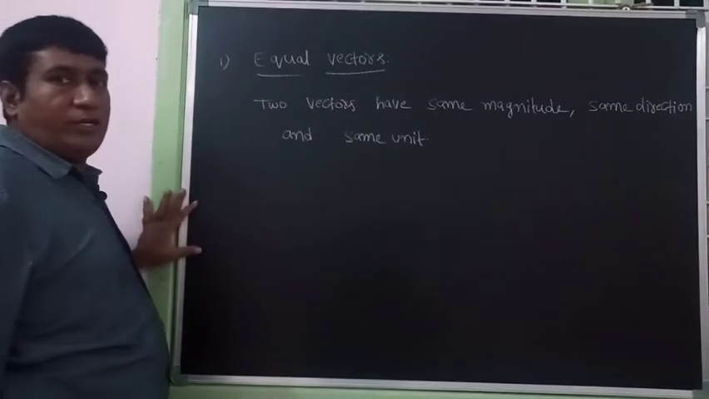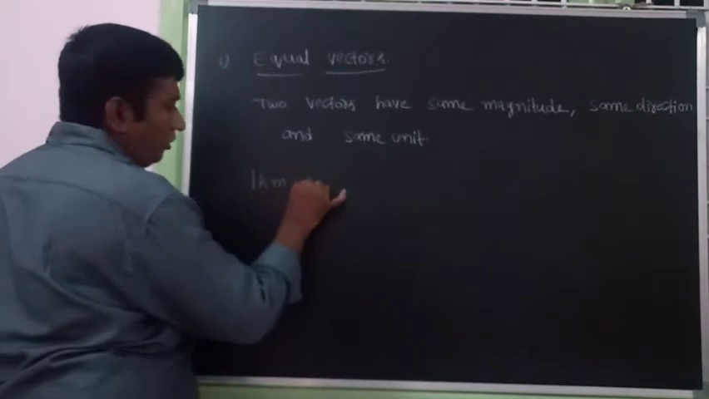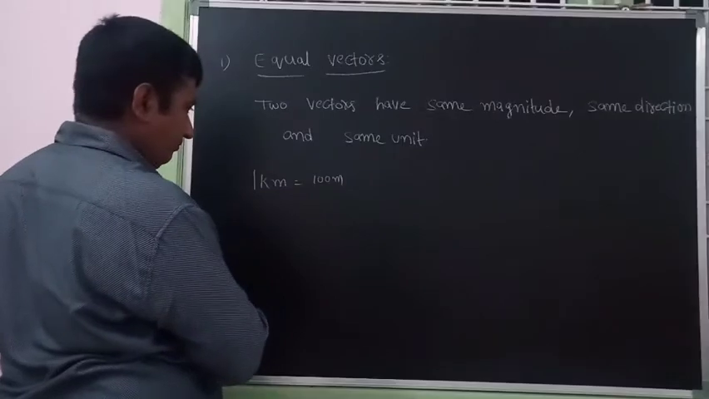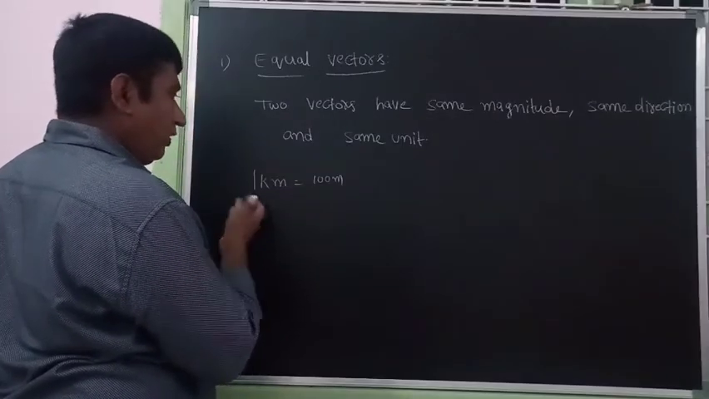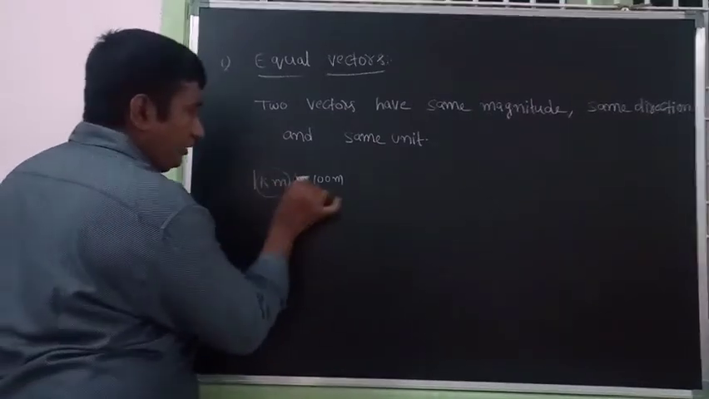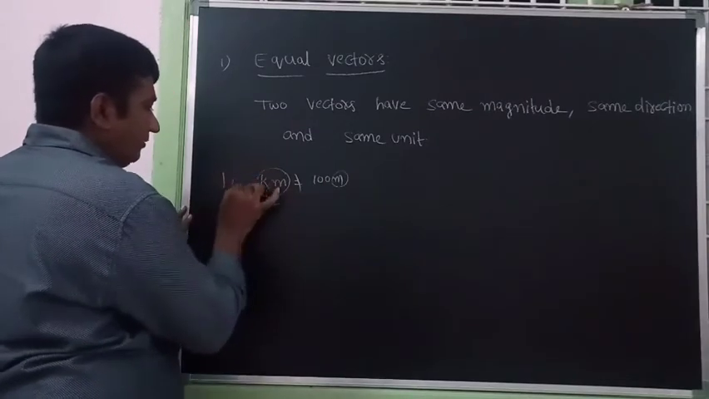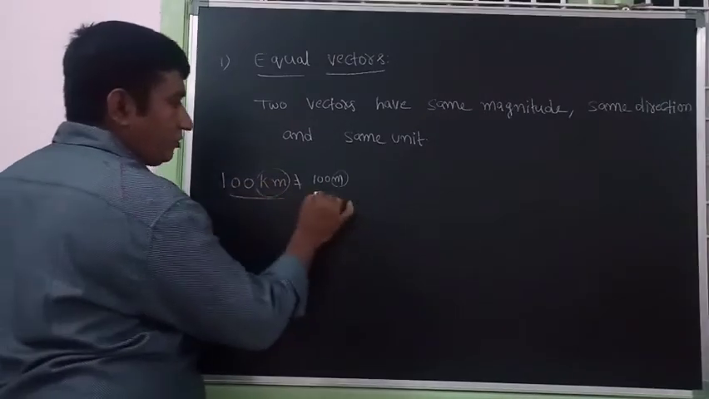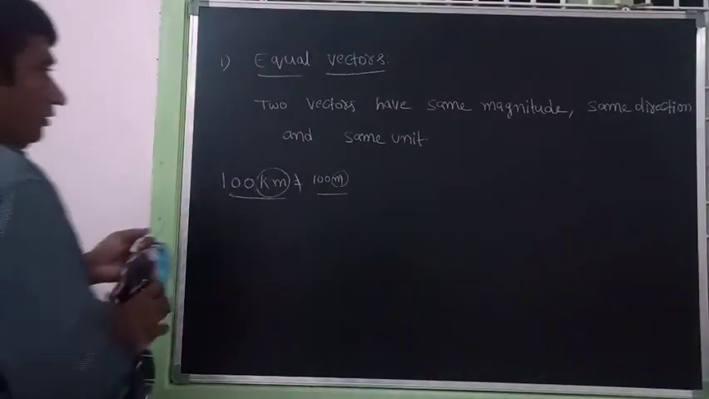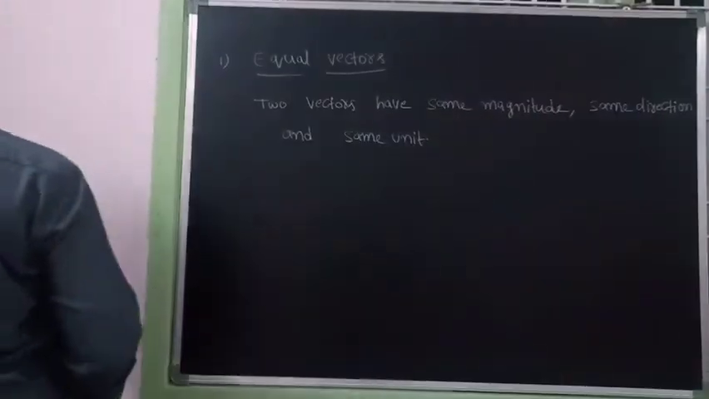Unit is also very important, because we cannot say 1 kilometer is equal to 100 meters. Kilo is equal to 1000, so we cannot say this. Here kilometer, here meters. As an example, can I say 100 kilometers equals 100 meters? No. So equal vectors have the same magnitude and same direction.